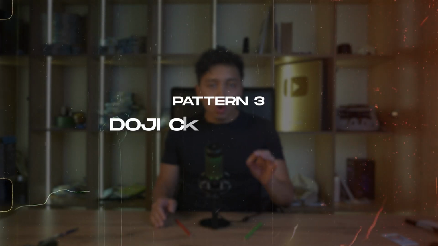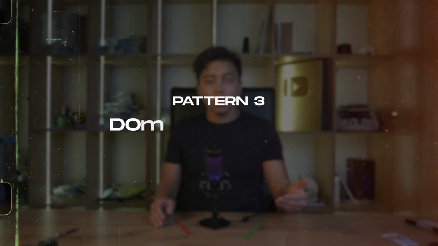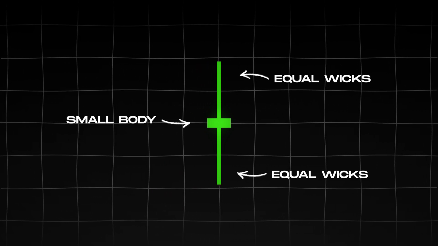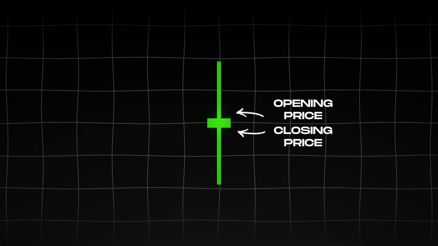But let's get back to the patterns. The Doji pattern is the only candlestick pattern that doesn't give us information about where the price will go, but it's important to understand. It's characterized by a candlestick with roughly equal upper and lower wicks and a small body. The opening and closing prices are somewhere in the middle, and the body is very small. This shows that buyers and sellers were not much stronger than each other during this period.